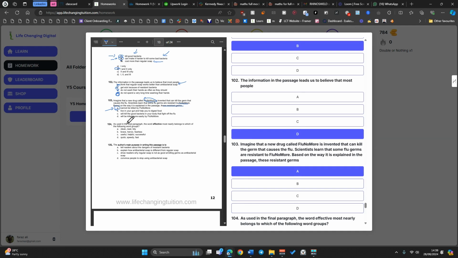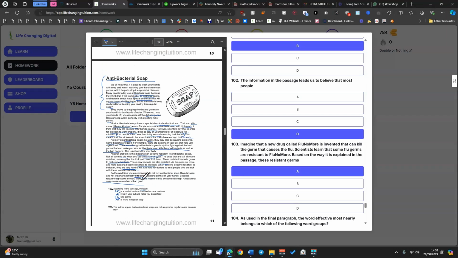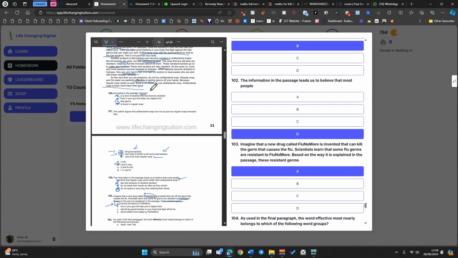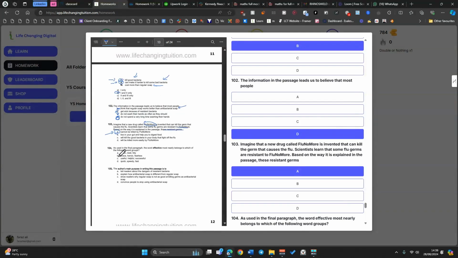Question 104. As used in the final paragraph, the word effective most nearly belongs to which of the following word groups? Okay, final paragraph, effective, it's bold here. So hot water are perfectly effective at getting germs off your hands. So basically, if you think about it in context, it's saying it works perfectly well, basically.